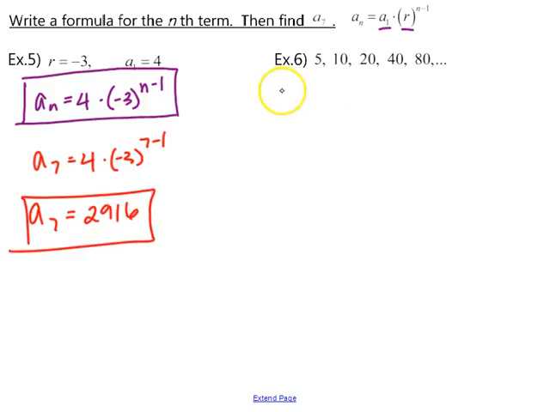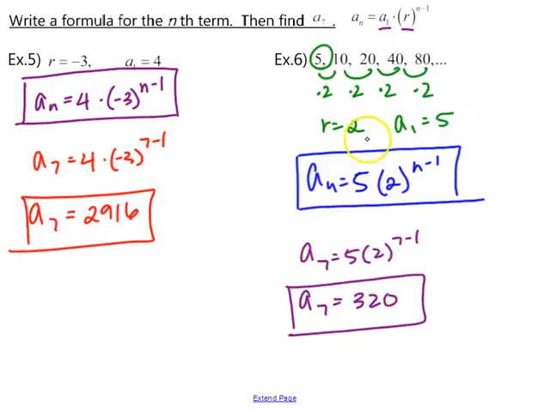Now I want you to try example 6 on your own and check back with me when you're finished. You just have a little extra work to do to identify the first term and find the common ratio. Hopefully you found that the common ratio was 2 because we're multiplying by 2 to get the next term. The first term is 5, so our general formula is a sub n equals 5 times 2 to the n minus 1, and then a sub 7 equals 320.